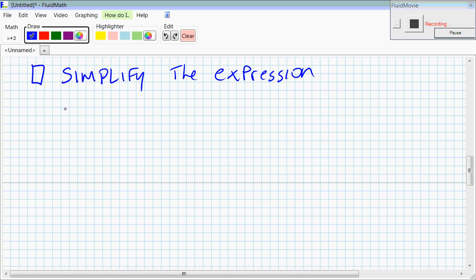I'm going to have a problem A. A is going to be this. We're going to have 3 squared, all raised to the power of 2, divided by 2 to the third, all to the power of 2.